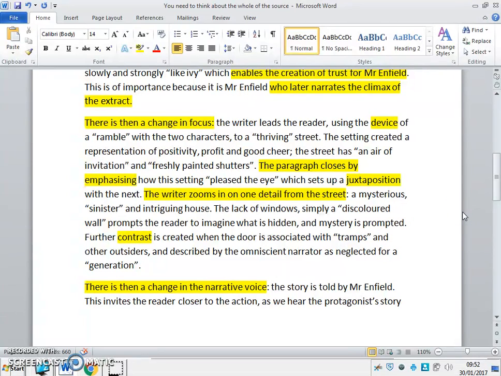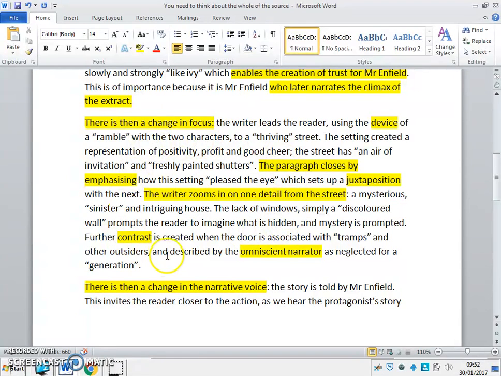Further contrast is created when the door is associated with tramps and other outsiders, and described by the omniscient narrator as neglected for a generation. So I've put lots of stuff there that's mysterious. I've used contrast, juxtaposition, omniscient narrator, paragraph closes by, change in focus, writer zooms in on one detail.